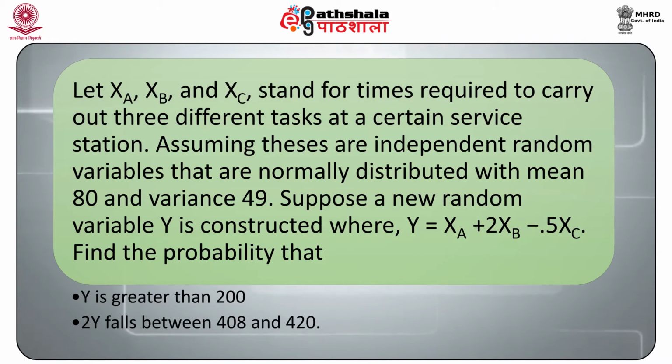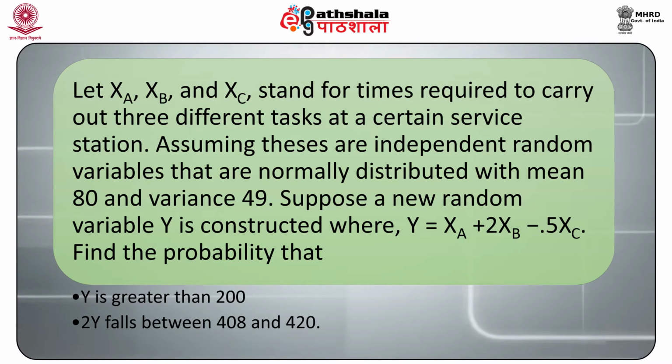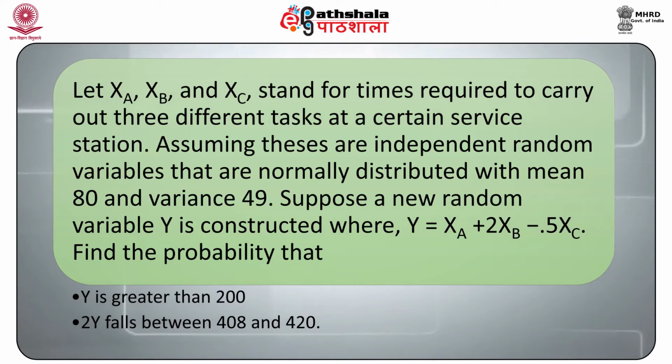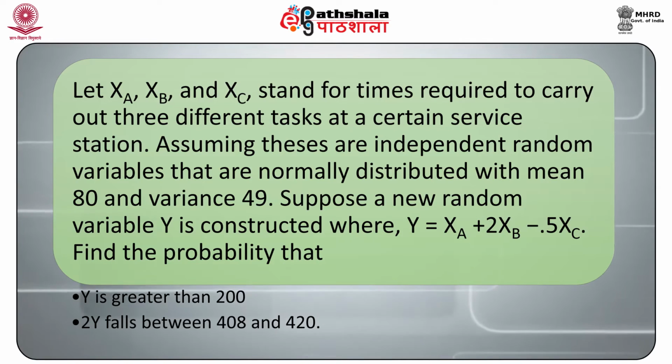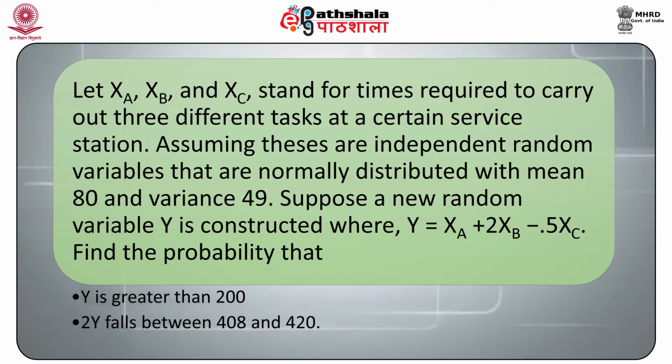Let xa, xb and xc stand for times required to carry out three different tasks at a service station. Assuming these are independent random variables that are normally distributed with mean 80 and variance 49. Suppose a new random variable y is constructed where y is equal to xa plus 2xb minus 0.5 xc. Find the probability that y is greater than or equal to 220 and the probability that 2y ranges from 408 to 420.